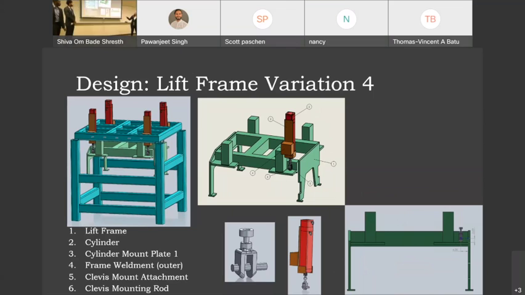The fourth design variation is similar to the third one, except instead of having the base, it's just a threaded rod that connects right here to the lift frame. That's a very small surface area, so this rod will wear out more quickly than the clevis base over time, and that will need to be replaced more.